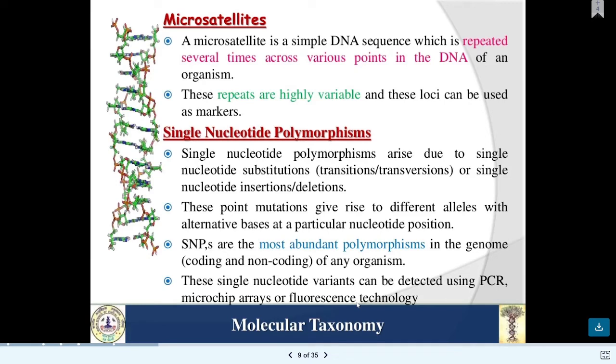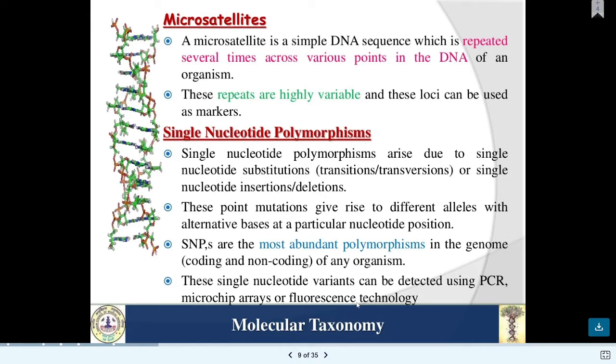Now next one is microsatellites. Microsatellites are simple DNA sequences which are repeated several times across various points in the DNA of an organism. These repeats are highly variable and these loci can be used as markers.